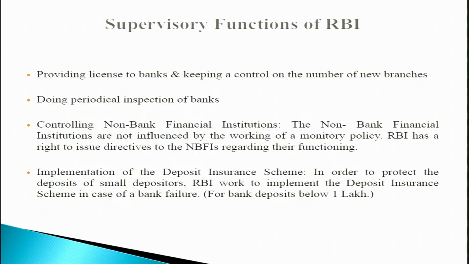Supervisory functions of RBI: providing licenses to banks and keeping control on the number of new branches. So, if they want to start a new branch, they need to take approval from the RBI. Doing inspections of the banks: RBI also inspects all the banks, and checks whether all the banks are following the rules and regulations of RBI or not.